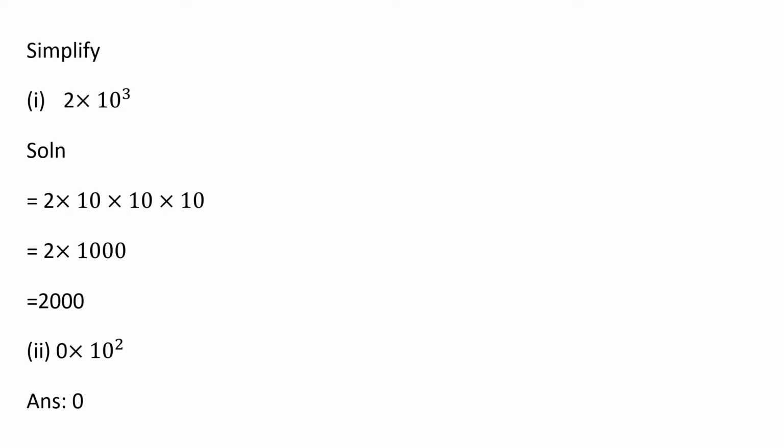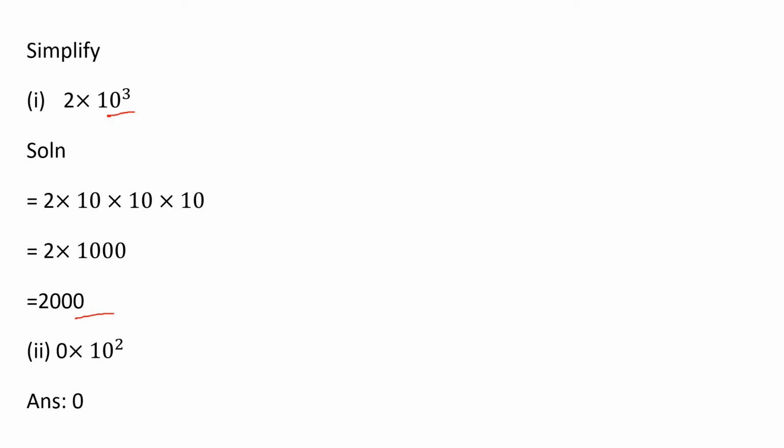So 2 into 10 power 3. 2 means there is no power given, that means 2 power 1. So 2 you will multiply how many times? Only one time. Right? 10 power 3 means 10, how many times will you multiply, children? 3 times. So 10 into 10 into 10, that is 1000, right? So 1000 into 2, 2000. It's very easy, right? Only in the calculation part you have to be careful.